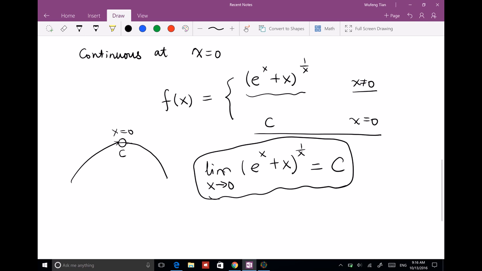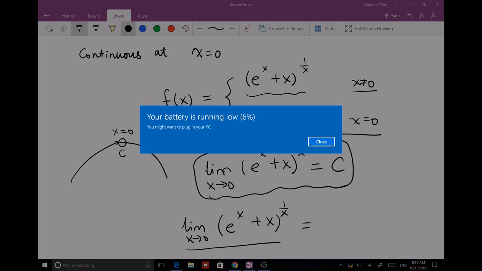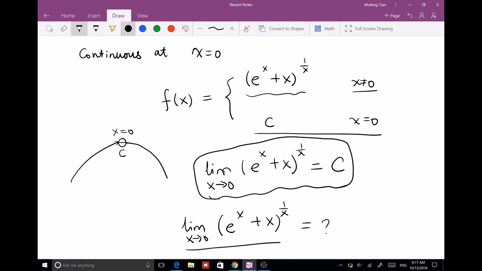So now I would like you to help me find out what is the limit as x goes to 0 of (e to the power x plus x) to the power 1 over x. What's the limit of this one? I'll give you 2 minutes to finish this. No, 5 minutes, maybe this one. Okay, you can try that. Use the L'Hôpital method.